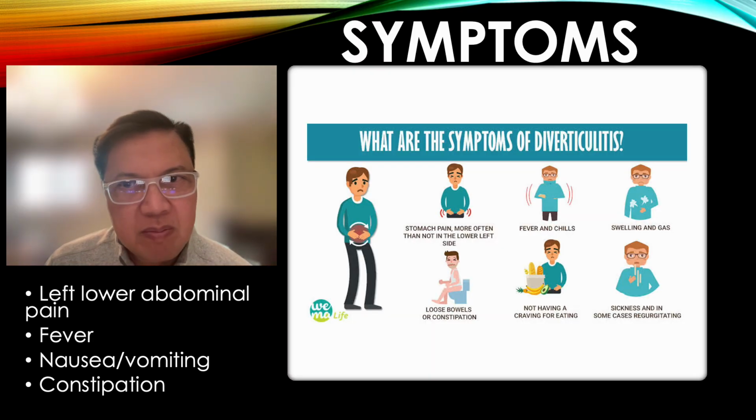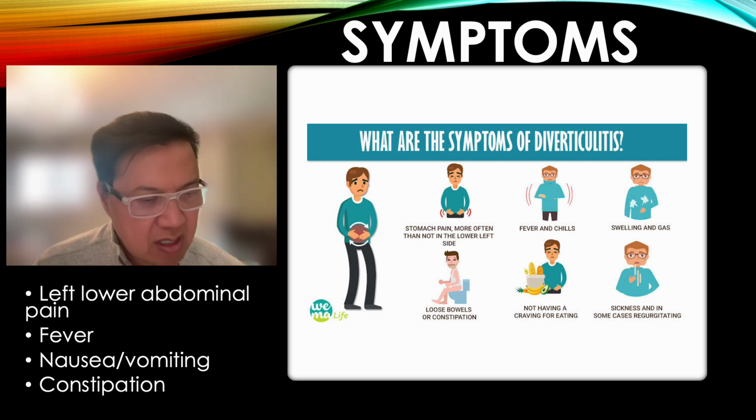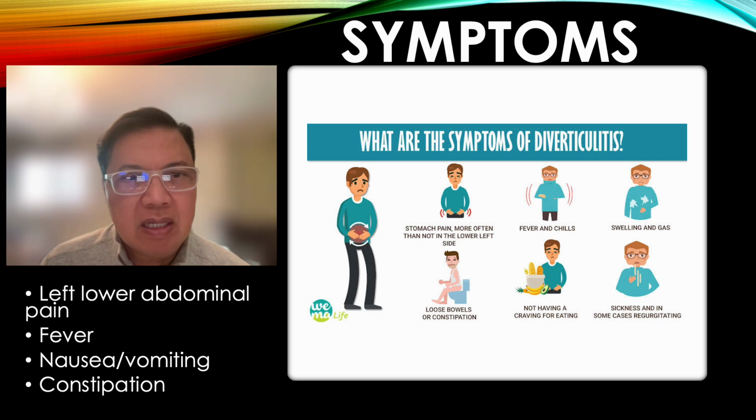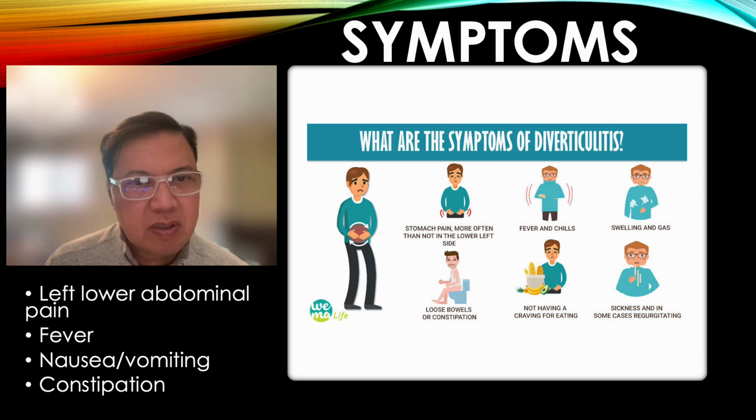The most common symptom, of course, is left lower quadrant pain, or pain on the left side of the colon. You can have a fever. You can develop nausea or vomiting, and sometimes constipation and diarrhea. Occasionally, you'll have rectal bleeding. So when you have all these symptoms, you better see your doctor right away in order to be treated.